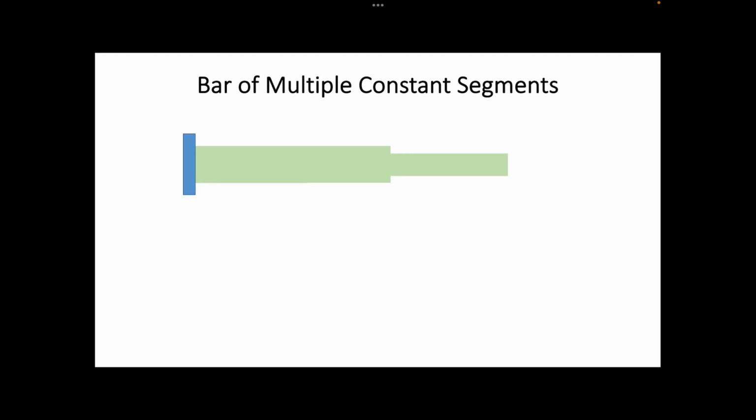Now let us see the application of the above equation to find the displacement for a bar of multiple segments, each of which has constant normal force, constant elastic modulus, and constant cross-sectional area. For example, let's say we have a bar of constant modulus of elasticity and two different cross-sectional areas as shown on the screen. The bar is subjected to axial forces at different locations, which causes it to deform. Assuming we are interested in finding the displacement delta, let us see how we can do that.